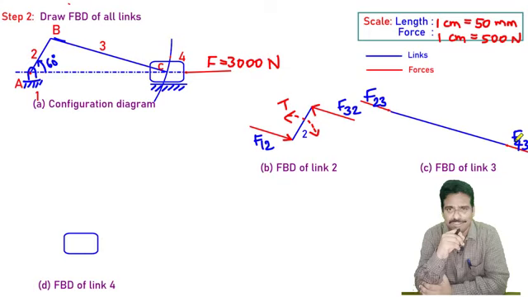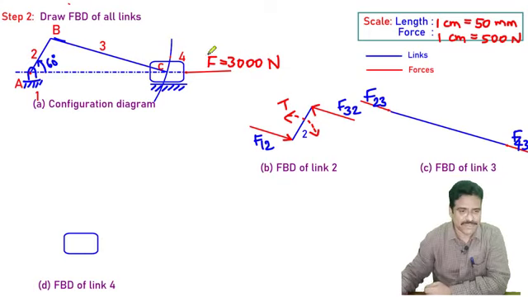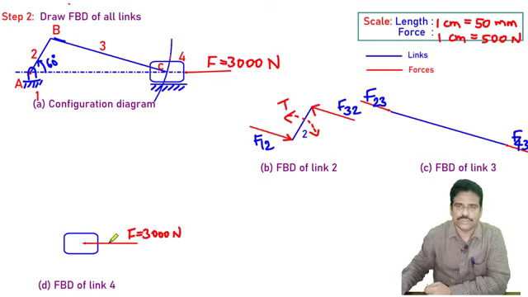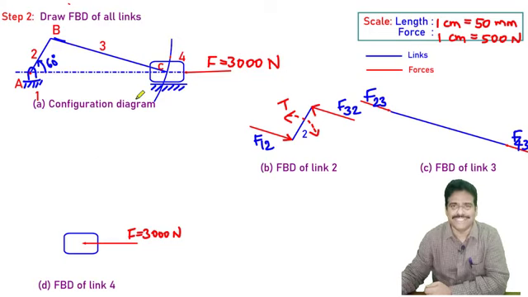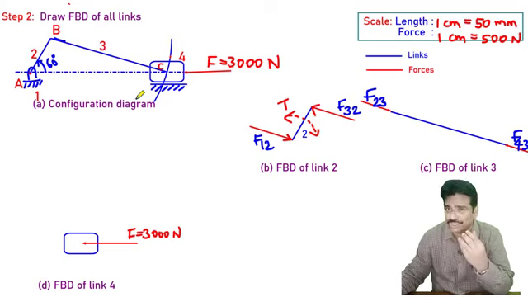Shall we move on to the last one? Slider. What are the forces? Yes, we have the applied force of 3000 Newton. Then link 1 will exert force on link 4, isn't it? Link 1 is nothing but a fixed link, so the fixed link will exert some force on the slider. What is its notation? F14.